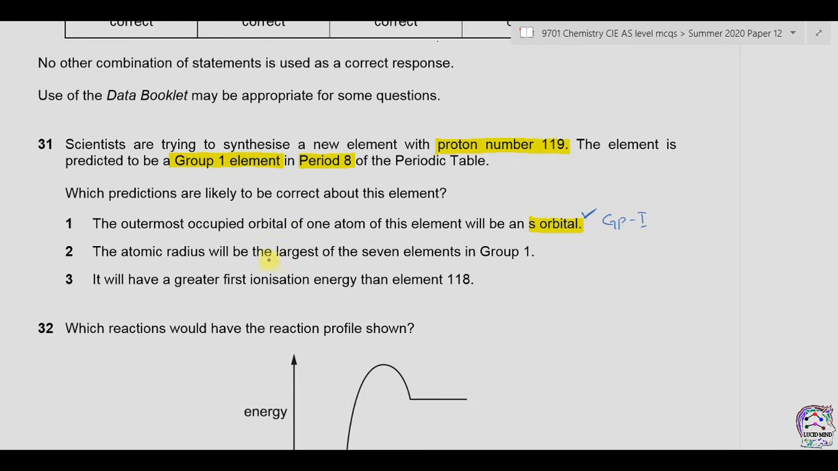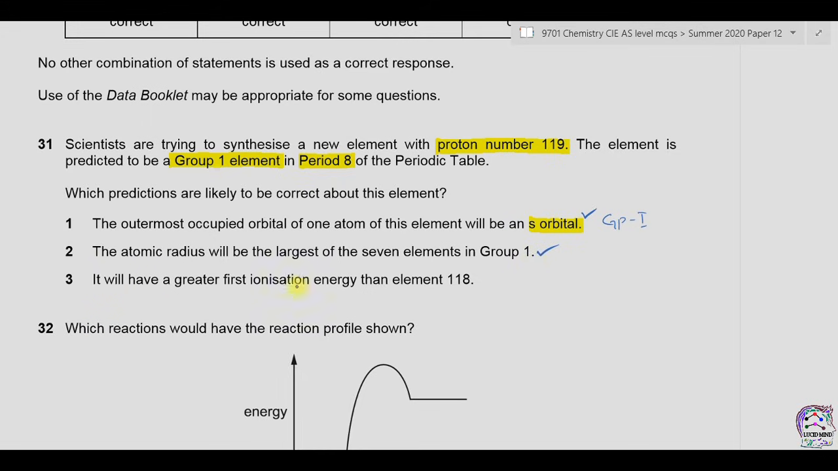2. The atomic radius will be the largest of the 7 elements in group 1. As we move down in group 1, the atomic radius increases because in each period one shell is added. So therefore the element in period 8 will have 8 shells, so therefore it will be the largest in group 1. This is also correct.